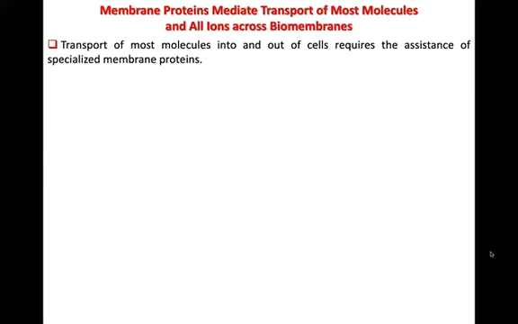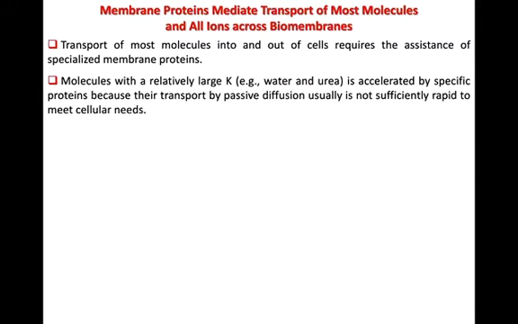So let's talk now about membrane proteins that mediate the transport of most molecules and ions across biomembranes. The transport of most molecules into and out of the cells requires the assistance of a specialized membrane protein, which is actually the integral protein we talked about in the last lecture.